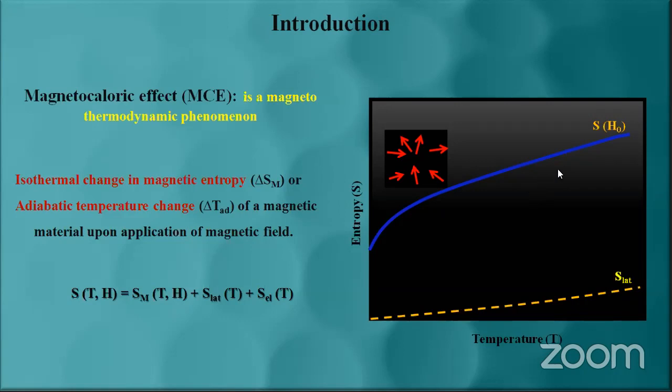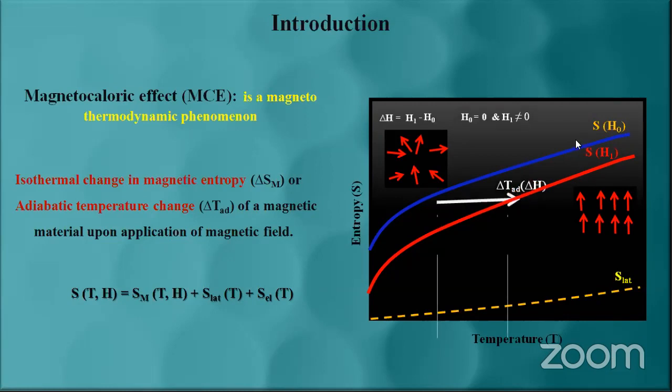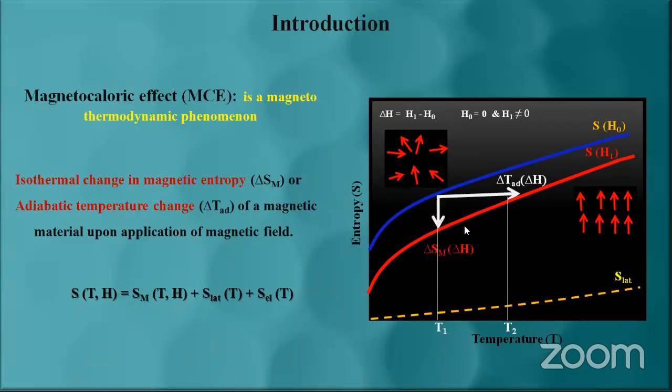Now when the sample is placed in an external magnetic field under adiabatic condition, due to the alignment of the spin, its magnetic entropy decreases. But the process is adiabatic, that means there is no heat released or absorbed by the system, so total entropy remains constant. To compensate for this decrease in entropy, lattice entropy increases and thereby results in an increase in temperature of that material. So from this we can measure adiabatic temperature change at the same entropy, and isothermal magnetic entropy change is measured from the two different curves at the same temperature.